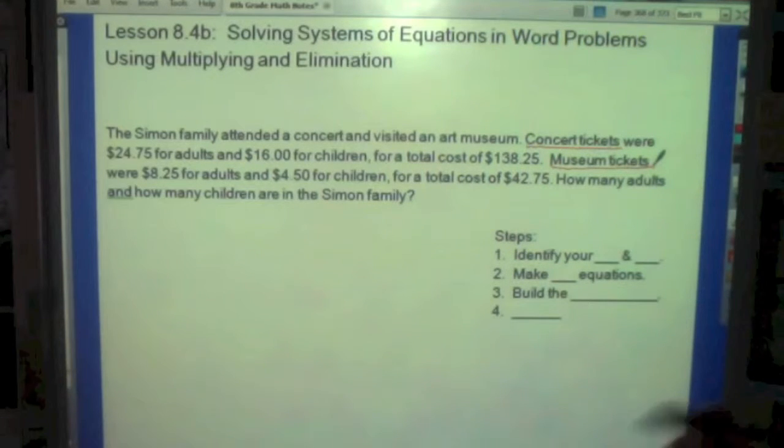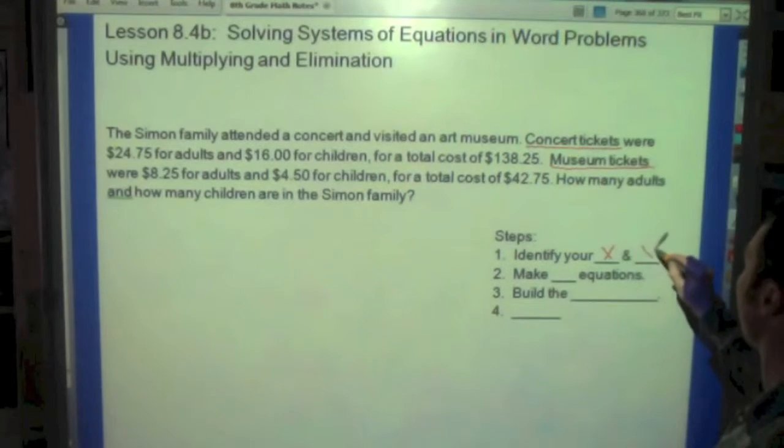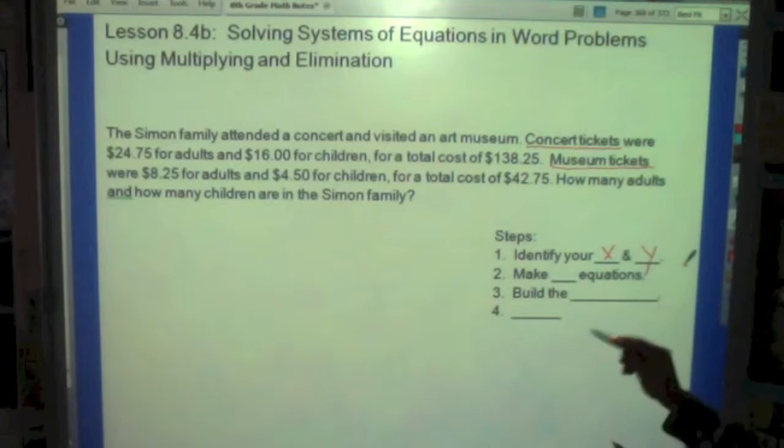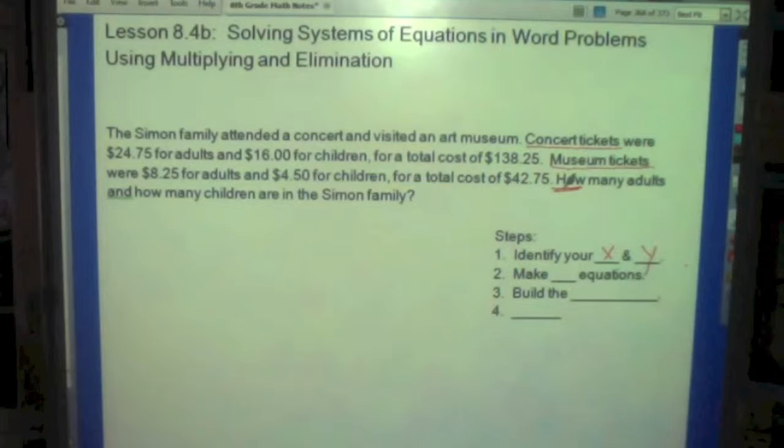All right, now, just like in our other word problems for Chapter 8, we need to look at our question to tell us what our x and y is going to be. Okay, so we're on step 1. We need to identify our x, identify our y. Look to our question. It's going to tell you what your x and y is.